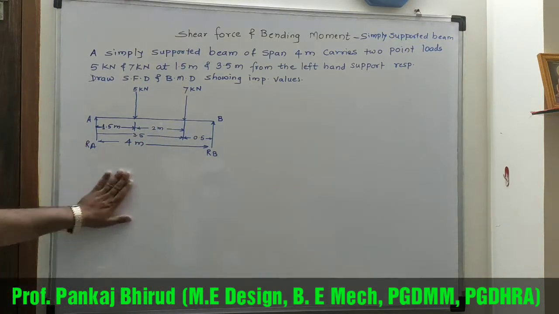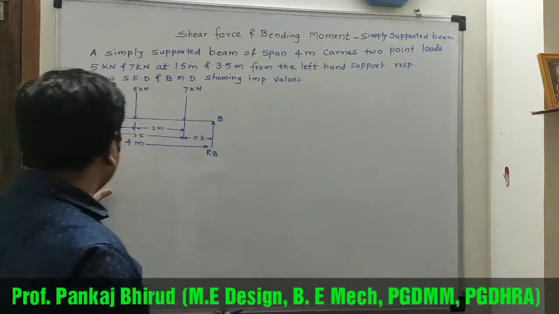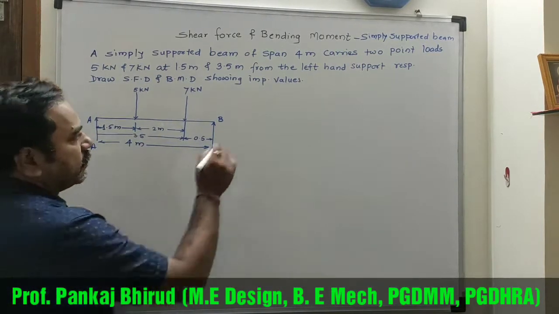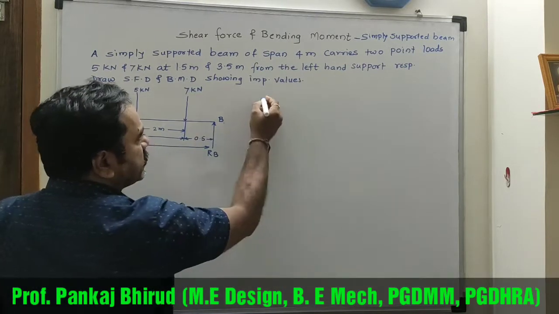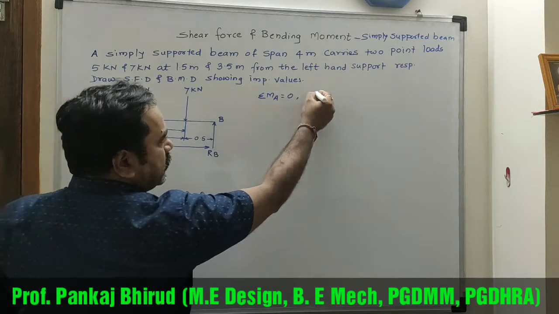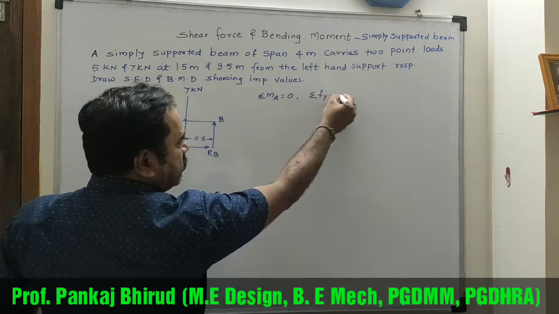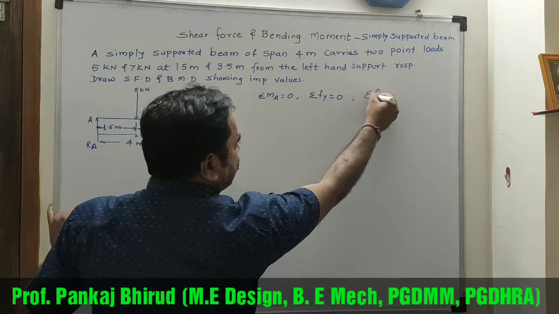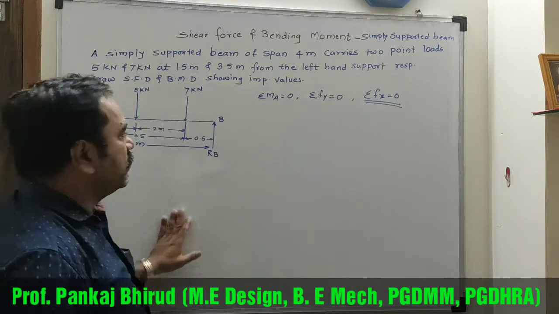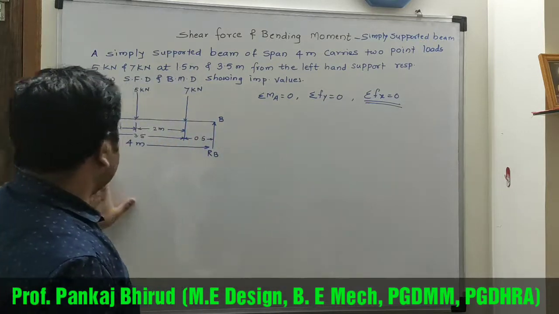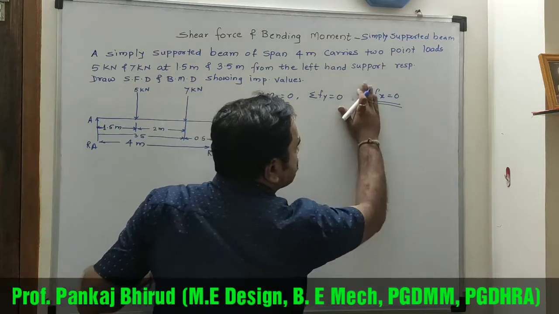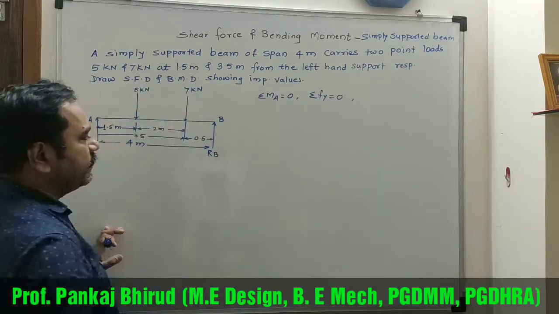Okay. Now first of all we will calculate RA and RB by using equilibrium conditions. So we have three conditions: sigma M at point A equal to 0, sigma Fy equal to 0, and sigma Fx equal to 0. Now this third condition is not useful for this example because there are no horizontal forces. So we will use these two equilibrium conditions only.